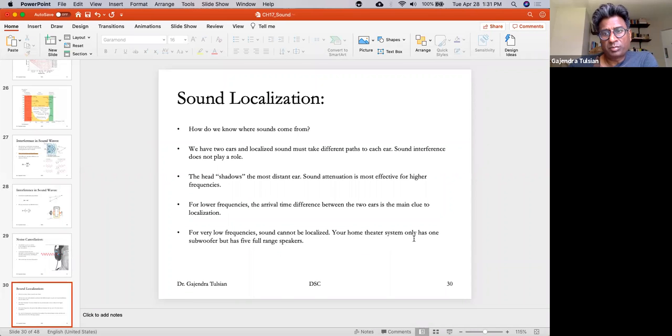So that's why your home theater system only has one subwoofer. The subwoofer plays low frequencies, and you can place the subwoofer anywhere because you can't locate it anywhere. And for higher frequencies, you can locate where the sound is coming from. And so for stereo, you have to have several speakers.